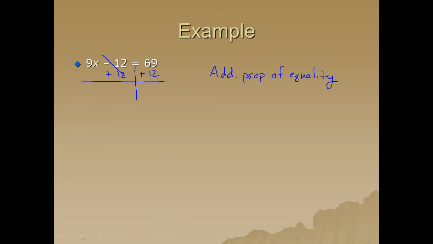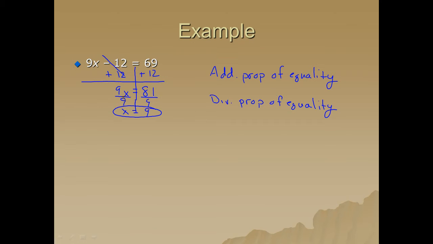I do that by adding 12 to both sides, and I end up with 9x equal to 81. I performed the addition property of equality, as you can see that I wrote to the right. I now need to divide both sides by 9, and that's the division property of equality. I then end up with my final answer of x equal to 9.